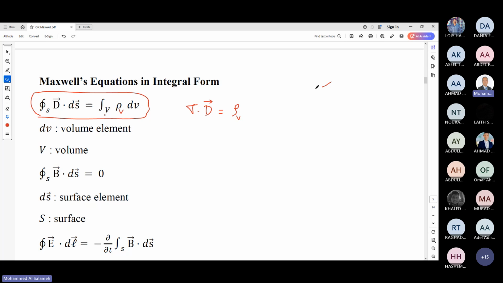So if you have this volume, which has outer surface S, a closed surface, of course, if you integrate D over the normal component to the surface, the integration of the normal component of D is equal to the total charge enclosed. So this is equal to Q enclosed. Okay, this is Gauss's law.